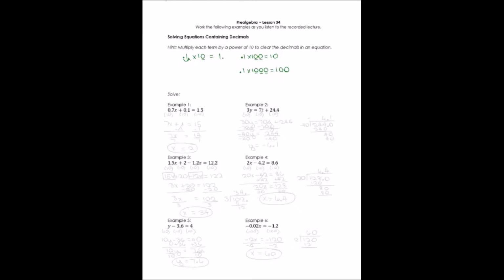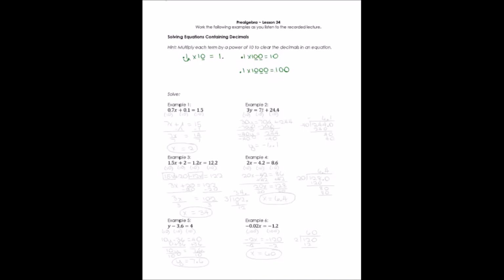Now, when we're dealing with equations, we want to clear decimals just the same way we cleared fractions. It's easier for us to solve equations when we're dealing with whole numbers. So what we need to decide is what number do I multiply by? 10, 100, 1,000? Well, the number of decimal places in my equation will tell me the largest number of decimal places. Example number 1 has 3 terms, 0.7x, 0.1, and 1.5.